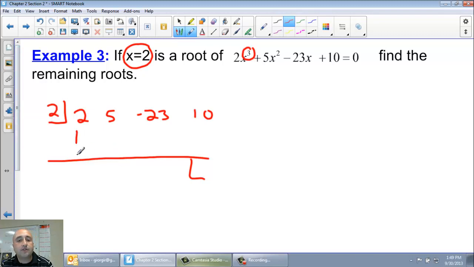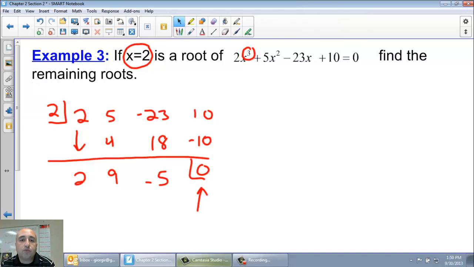Okay, so let's do synthetic division. 2 times 2 is 4. 5 plus 4 is 9. 2 times 9 is 18. Negative 23 plus 18 is negative 5. Negative 5 times 2 is negative 10. Negative 10 plus 10 is 0. So is it a factor? Yes, it is.